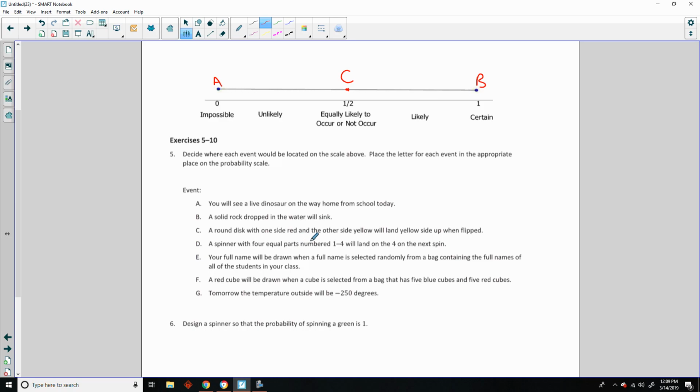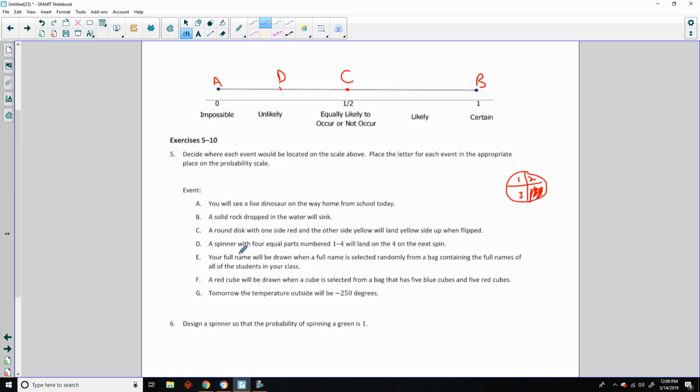D. A spinner with 4 equal parts numbered 1 through 4 will land on 4 on the next spin. Okay, well if they're equally likely, you have a spinner split into quarters, 1, 2, 3, 4. The likelihood of it landing here is less than half, which would be about halfway, or a quarter, and that would be here. All right, E.